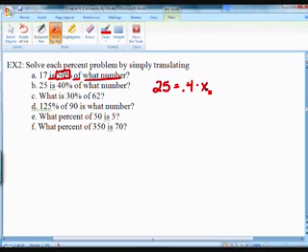Does everybody understand how I'm getting this? Do you see how easy these are? 25 is 40% of what number? Divide by 0.4. You get 62.5.